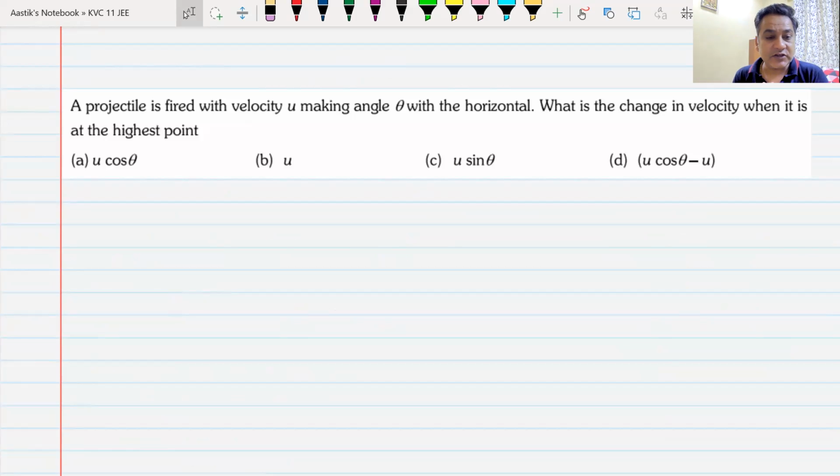A projectile is thrown with a velocity u at an angle theta with the horizontal. What is the change in velocity when it is at the highest point? Do it fast. Read the question, think about it, give me the answer, and we move ahead in life. That is how you should be doing questions like this, and that is how you will do questions in the JEE Main of 2024, January session 1 or 2 or 3 or 4. Doesn't matter.